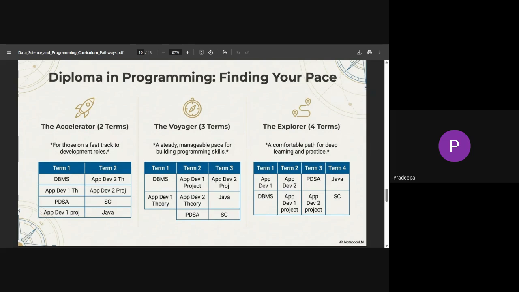In this term you took four courses, right? How difficult was it for you to manage?